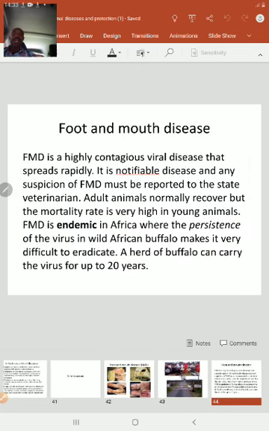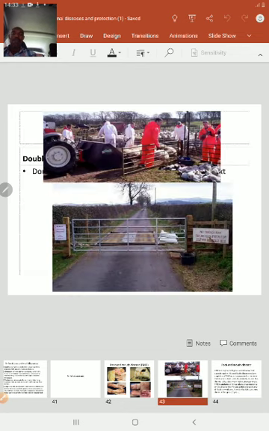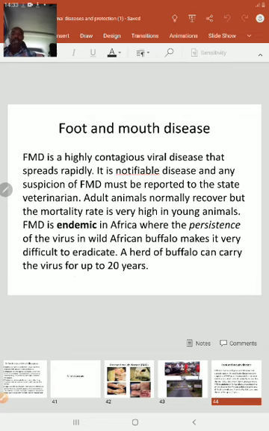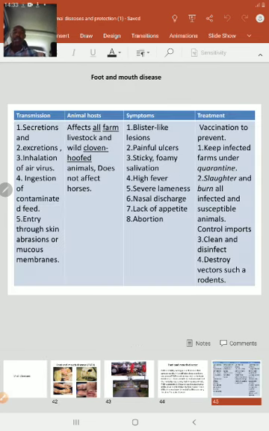Foot and mouth is highly contagious or infectious. It spreads rapidly and it's a notifiable disease. And we're saying this foot and mouth is endemic in Africa where there is persistence. So it means it can be predicted in that area because it can stay with the head of buffaloes for about 20 years. So that's the meaning of endemic. So this is foot and mouth disease.